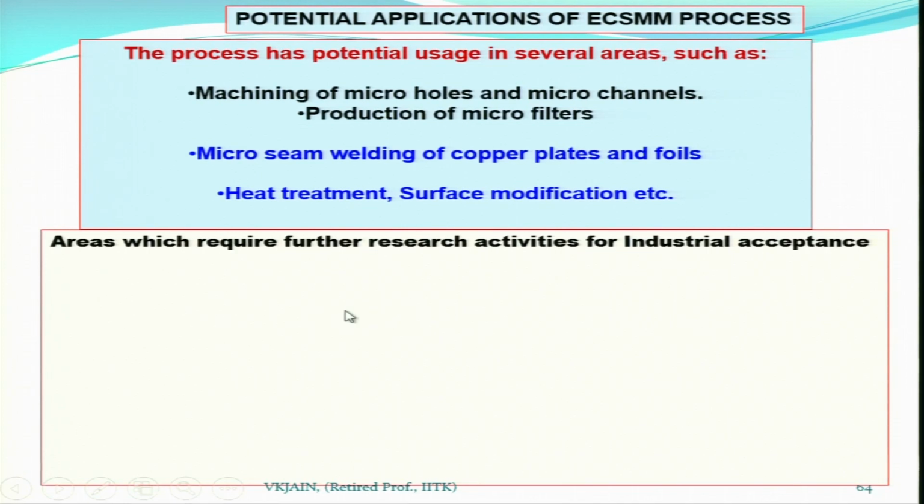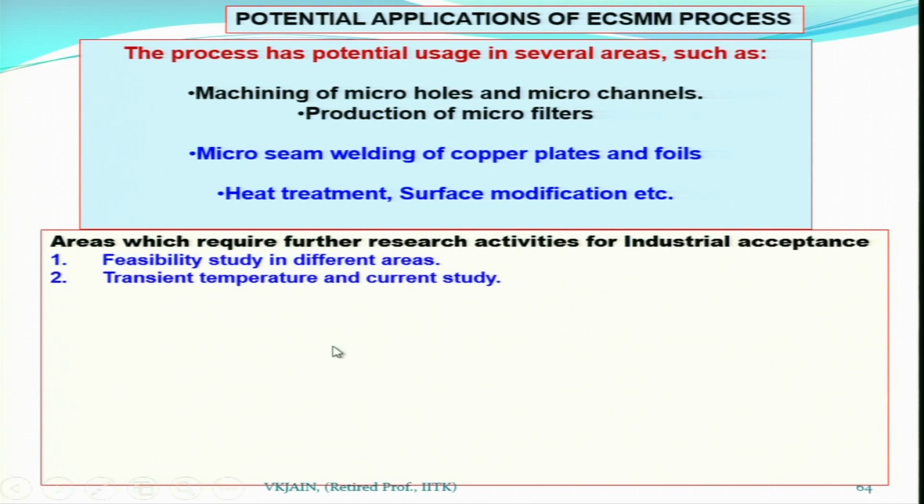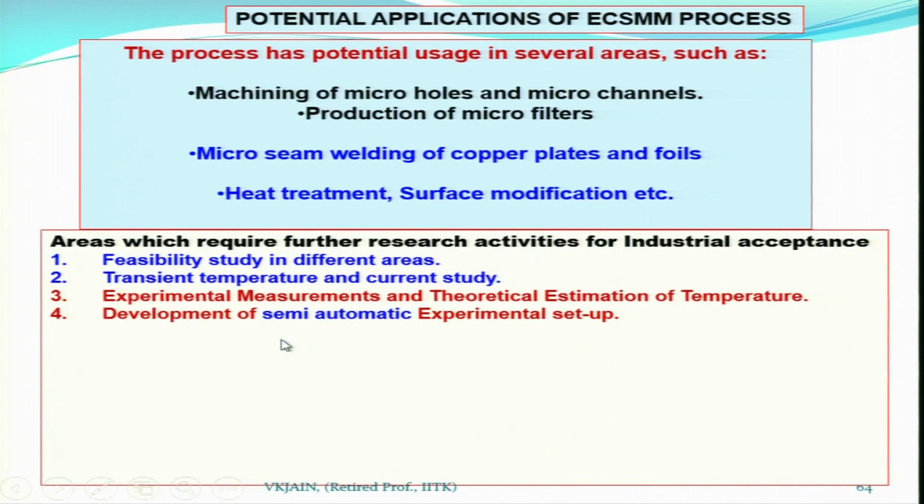Areas which require further research activities for industrial acceptance. Feasibility study in different areas, transient temperature and current study, experimental measurement and theoretical estimation of temperature. This is very important, because if you want to refine the process and make the process better, then theoretical studies are very important for that purpose. Development of a semi-automatic experimental setup will also help in improving the performance of the process.